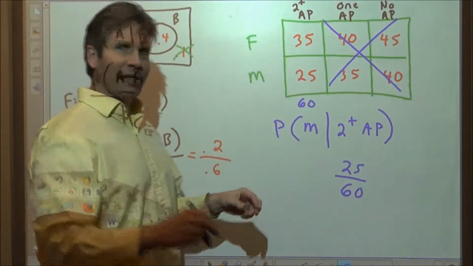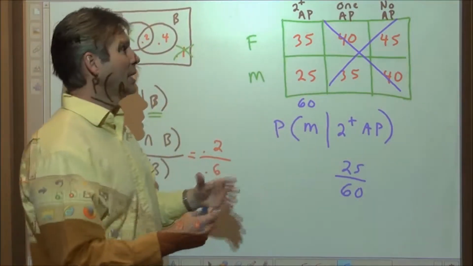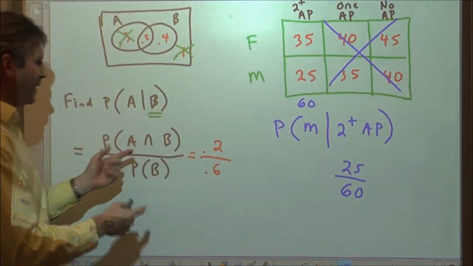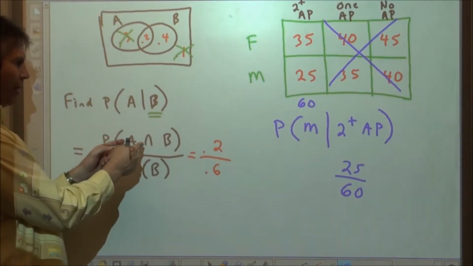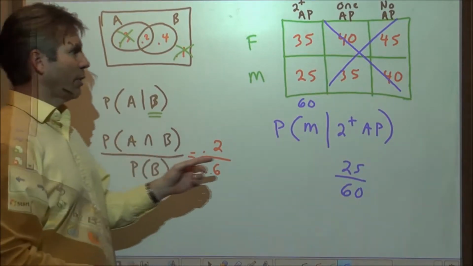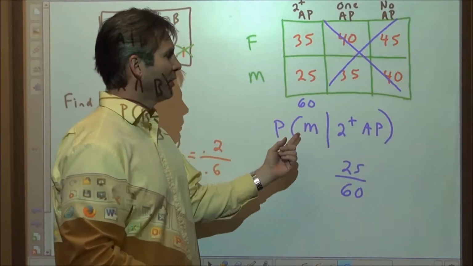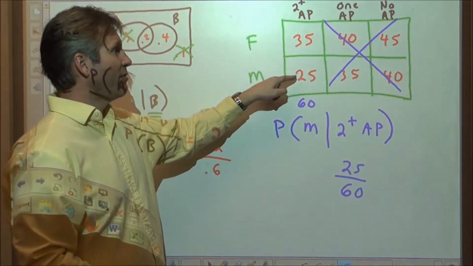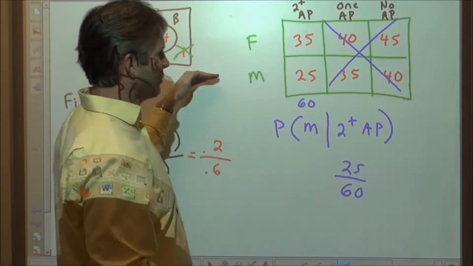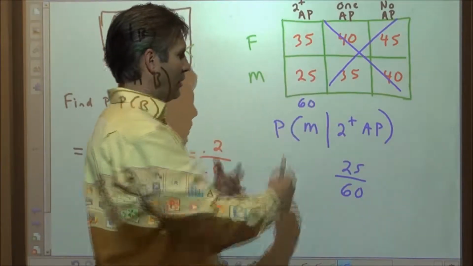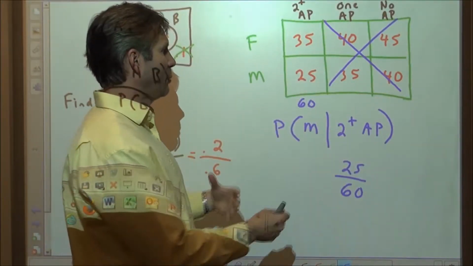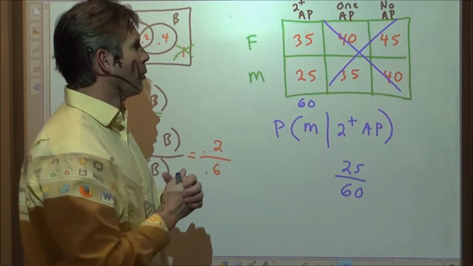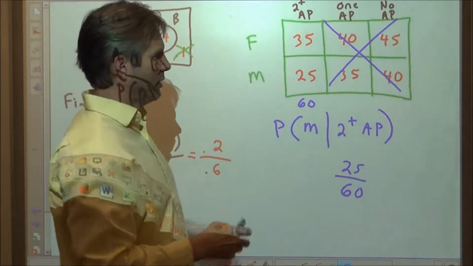If you don't like the shrink the sample space approach, then you could still follow the formula. The formula says find the intersection of the two. Where do you find a situation where you have both males and they've had 2 or more AP classes? Well, it's those 25. So that's the intersection of those two levels. And then divide it by the probability that someone had 2 or more AP classes. That would be those 60 people.